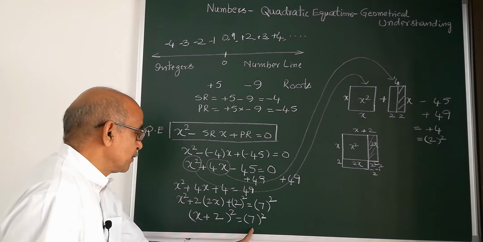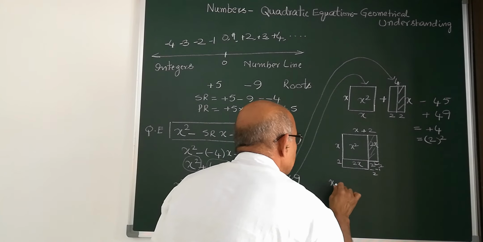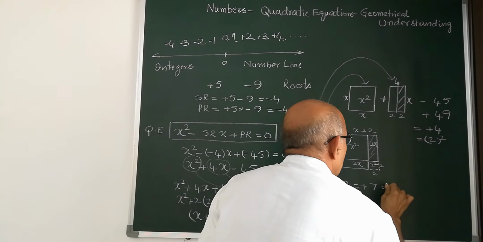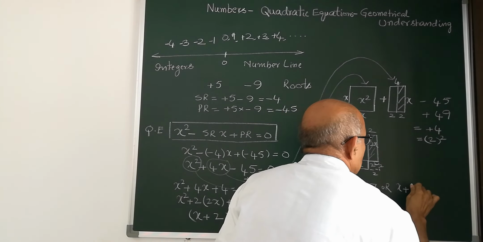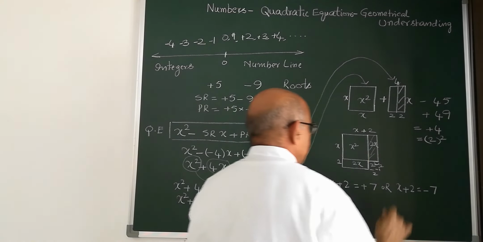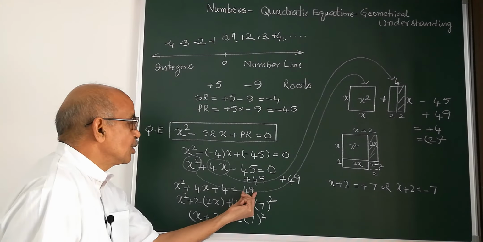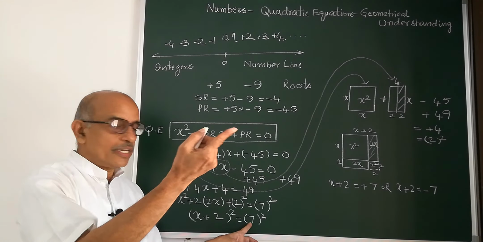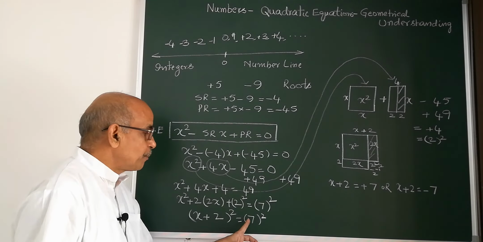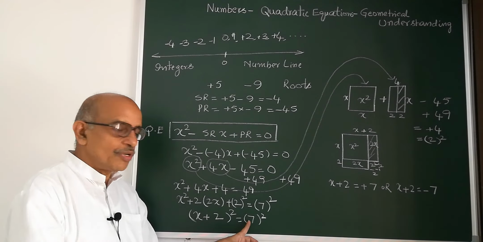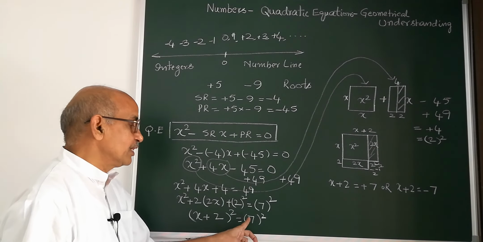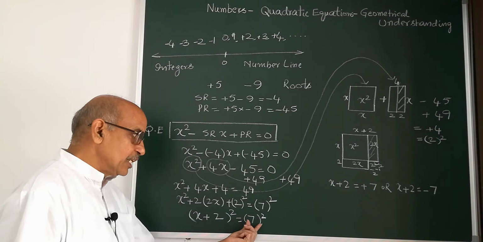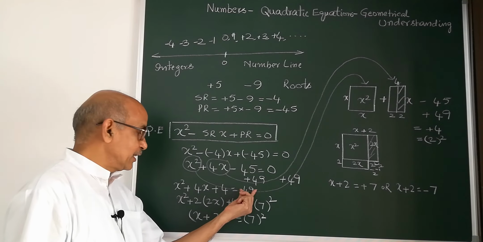Now this means x plus 2 can be plus 7 or x plus 2 can be minus 7. Why? Because this is equal to 49. If I take minus 7 here, minus 7 whole square is plus 49. If I take plus 7 here, plus 7 whole square is also 49. So we do not know whether it is minus 7 or plus 7. It can be minus or it can be plus. In both cases, it tallies with the equation 49.